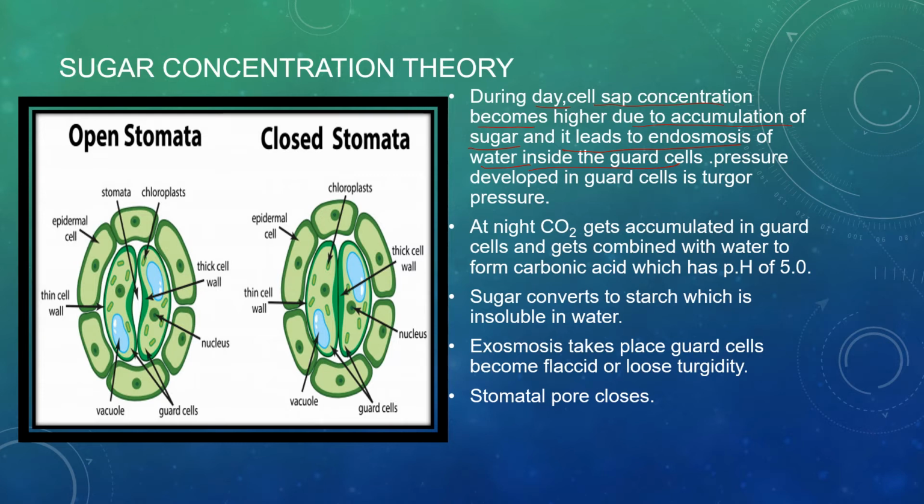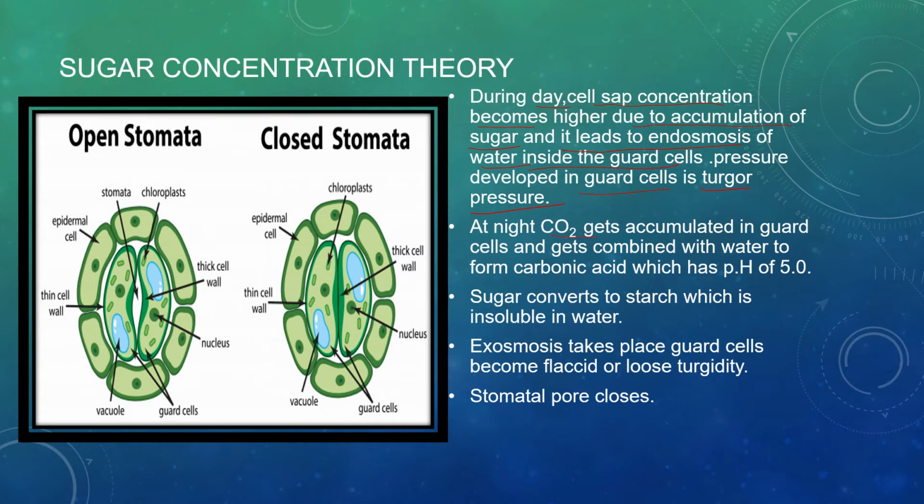So endosmosis is happening. Water is withdrawn inside the guard cells from the neighboring cells, and this makes the guard cells turgid due to the presence of turgor pressure. So turgor pressure is developing due to endosmosis of water and due to the higher cell sap concentration from the accumulation of sugar. Okay, but at night what happens? There is no photosynthesis. Again the reverse thing is happening.